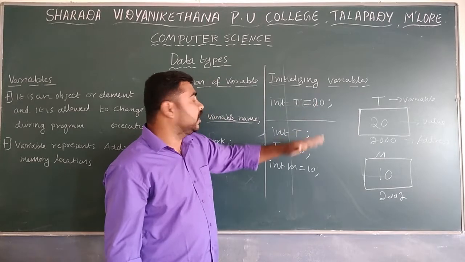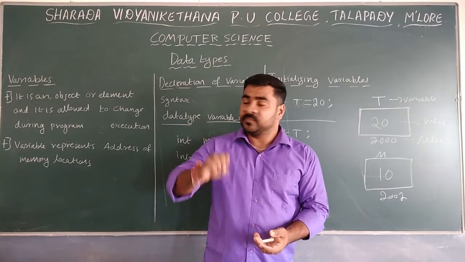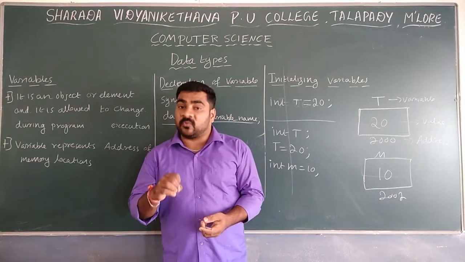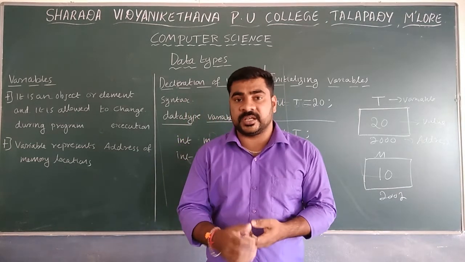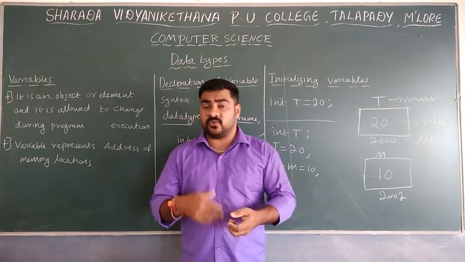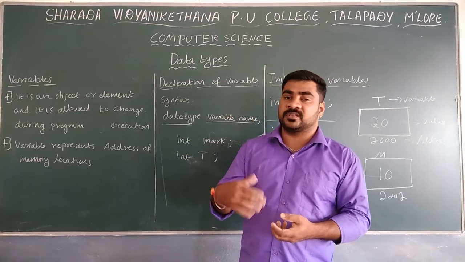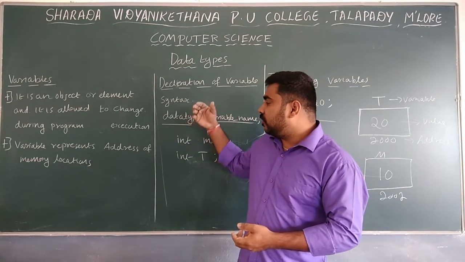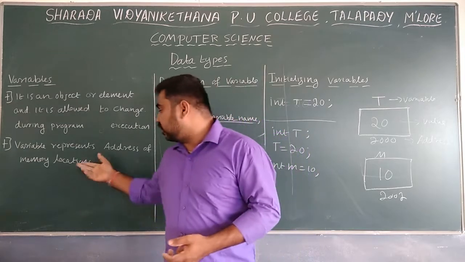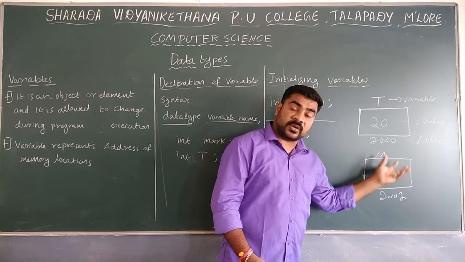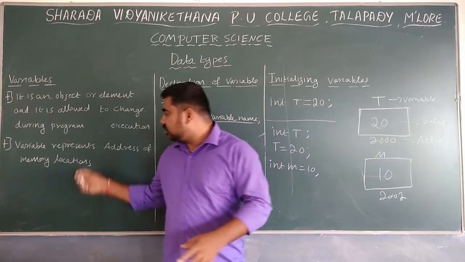So this is actually the variable. So what is a variable? Variable means an object or a program element whose value is allowed to change during program execution. When you execute the program, the value assigned to the particular variable is possible to change. And remember, variable represents the address of the location. See here, if you take the variable m, there is an address. For address locations, we are representing based on the variables.